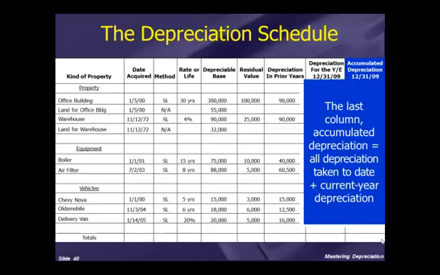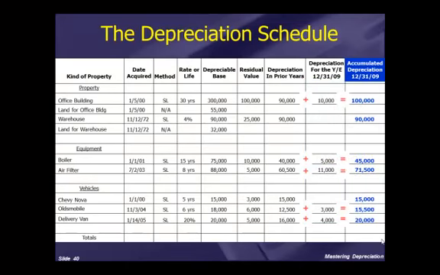Now, the last column is for the accumulated depreciation, which means we need all the depreciation that has been taken in prior years, plus the current year depreciation. So we're going to be adding two columns. Look at the office building, where the depreciation in prior years, $90,000, plus $10,000 equals $100,000 at the end of 12/31/2009. And they've done that for the remainder of these. The warehouse, they just simply brought over as 90. There was nothing to add to it. The boiler is 40 plus 5,000, or 45,000.